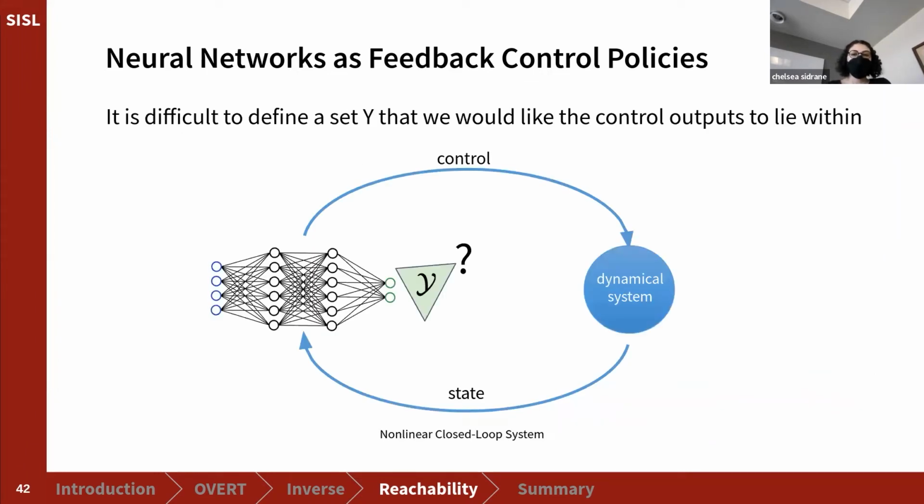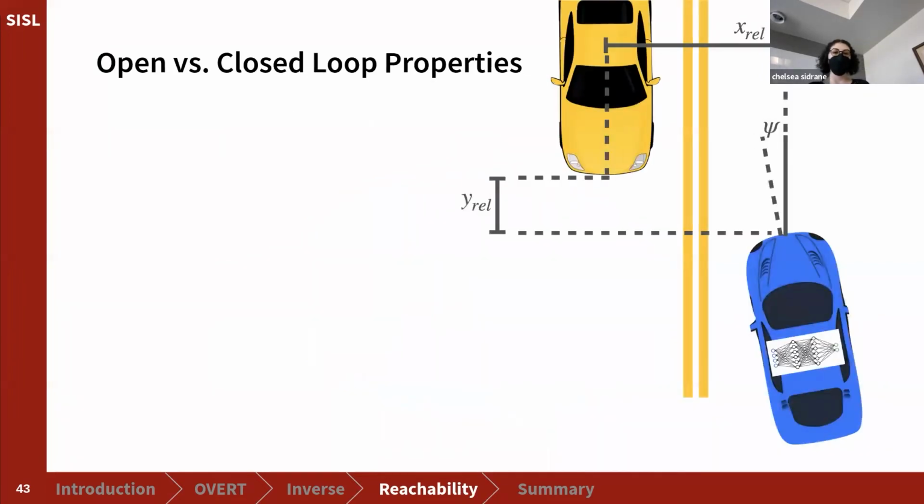To contextualize with respect to the neural network verification model that we defined earlier, if we're using a neural network as a feedback control policy in a loop like this, how do we define a set Y that we would like the control outputs to lie within, such that the system has the desired behavior many time steps into the future? Well, the short answer is that we don't really want to define sets in control space. I'll use an example to explain why.